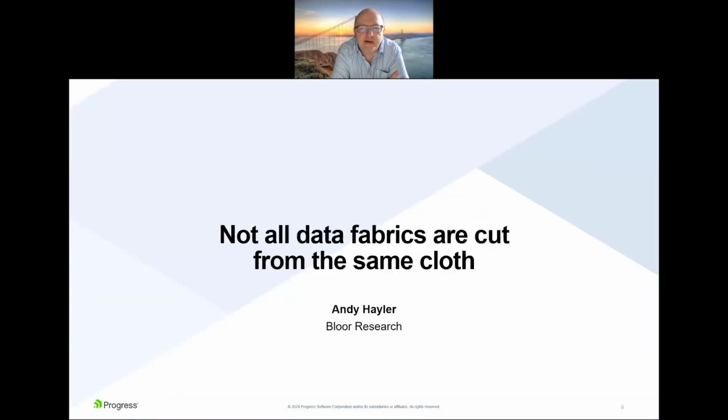So we're going to talk about data fabric, having had that general introduction, and we're going to dive a little bit into what data fabric really means and how it would be different to, in particular, data mesh architecture.